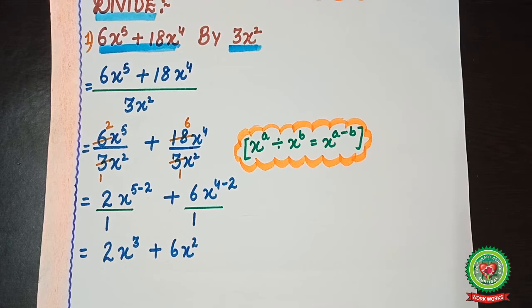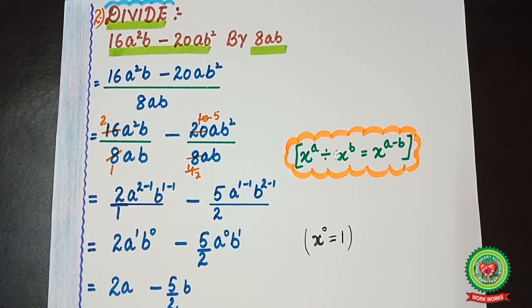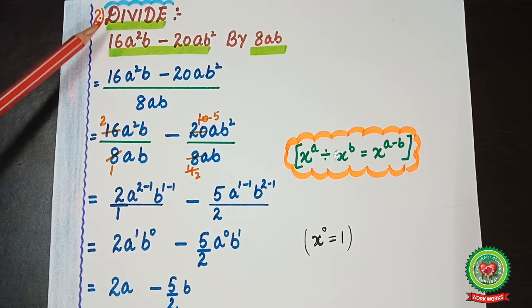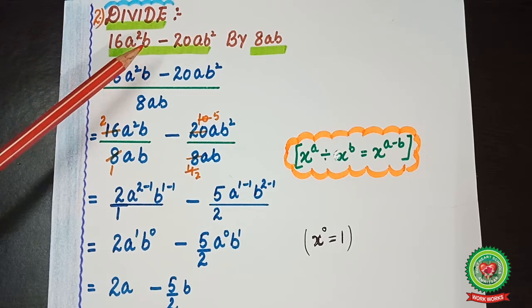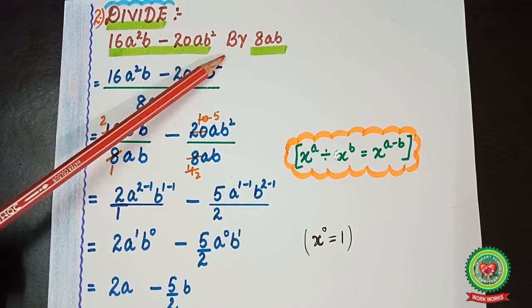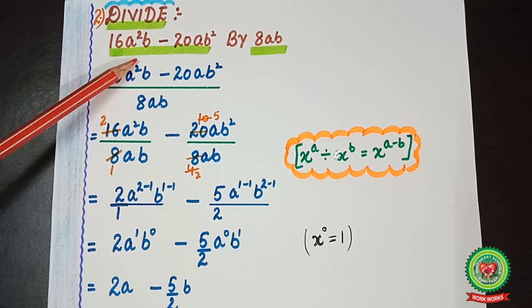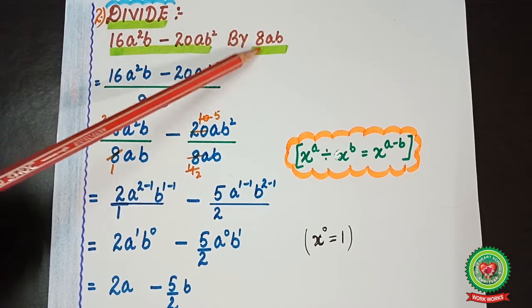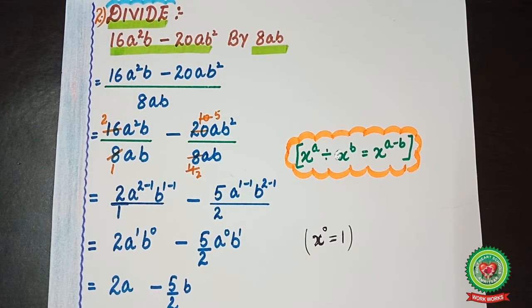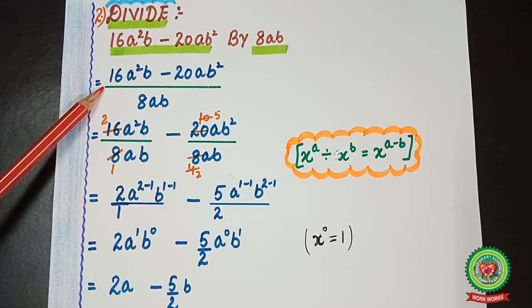So now move to another example, that is example number 2. Now here's example number 2. Read the statement. Divide 16a square b minus 20ab square by 8ab. Now here you can see again a binomial expression is getting divided by a monomial expression. So with the same pattern, we will solve this question again.